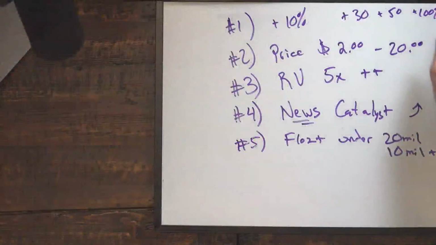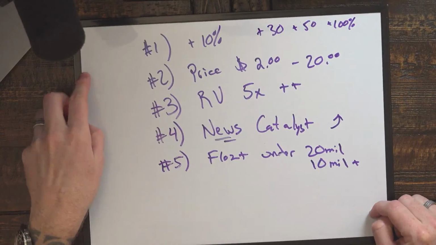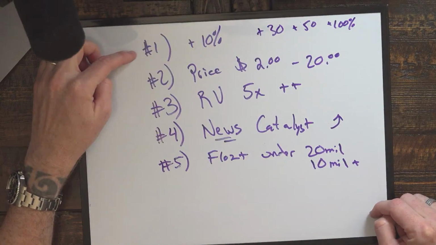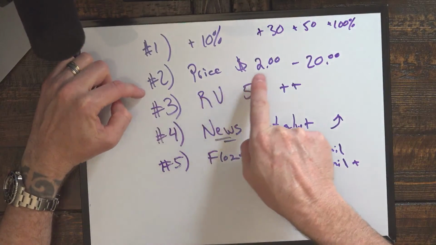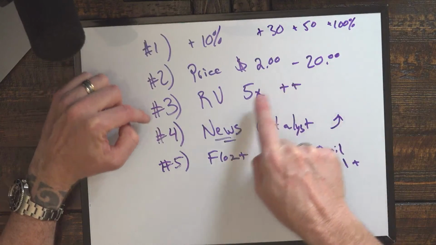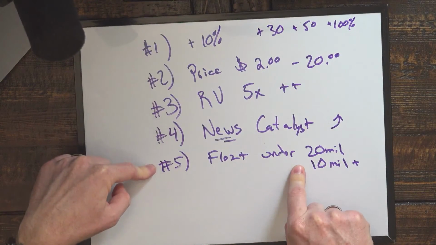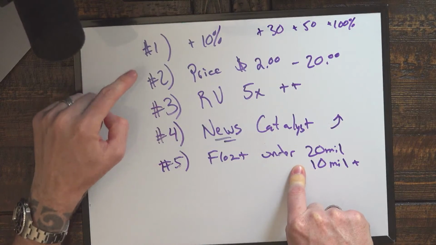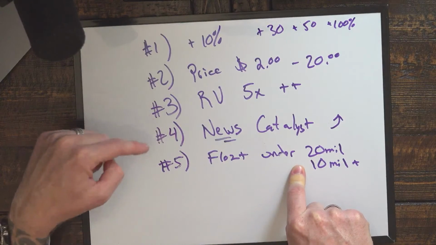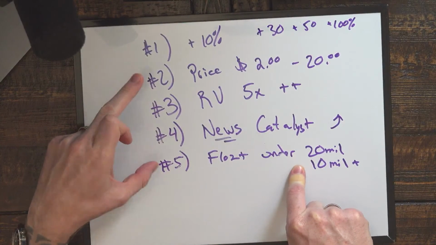The criteria that I broke down here for a bear market: we're going to be looking for a stock already up at least 10% with a potential to go to 30, 40, 50, 100%. We want to see a price preferably between 2 and 20, relative volume 5 times and up. We'd like to see news, and we'd like to see a float of under 20 million shares. So CBIO meets 3 of these by being up 10%, being relative volume 5 times and up, and being a news catalyst. The float's a little higher and the price is a little lower, so it doesn't meet those 2.